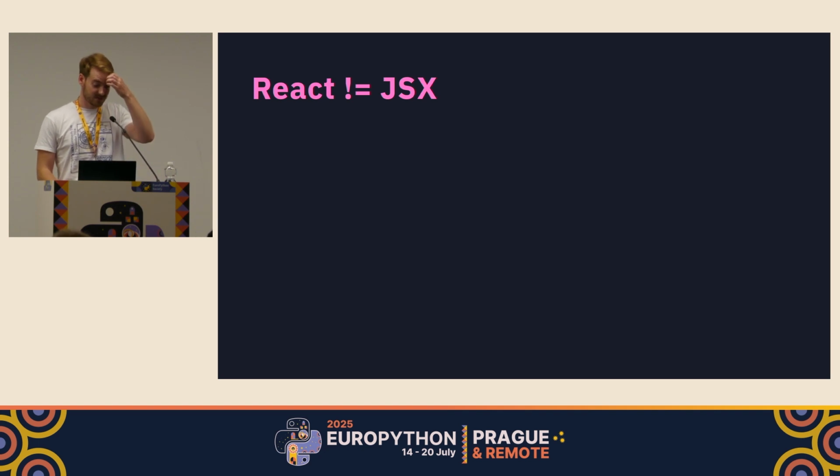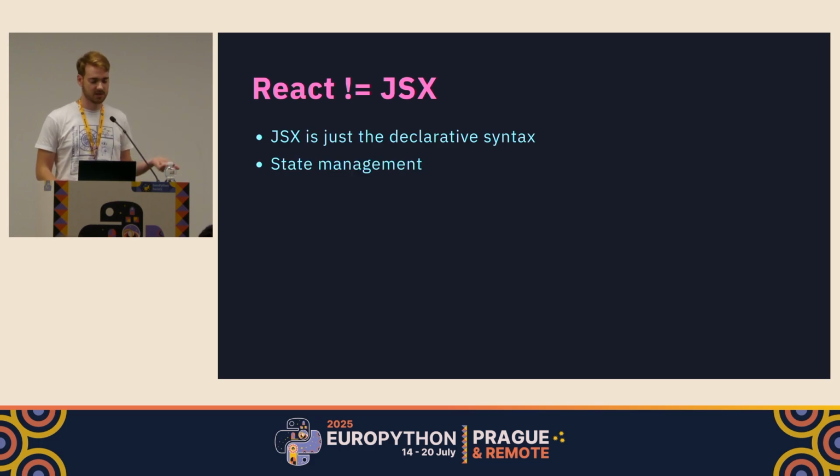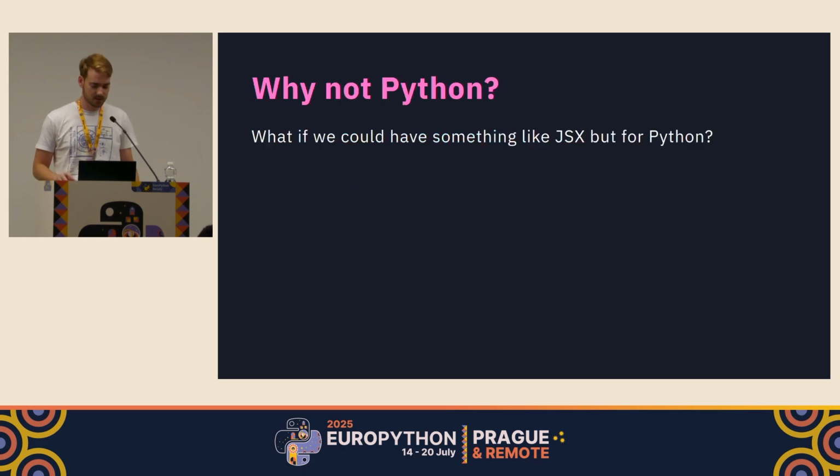Another disclaimer: JSX is not React. There are a lot more things to React than just JSX, for example, state management, syncing with the DOM, and a lot of other things. When I talk about PyJSX, I really just mean the templating part. I'm not talking about re-implementing React in Python. That would be crazy. So if JavaScript has this awesome declarative way to create HTML, why not Python? That's basically the question behind PyJSX.